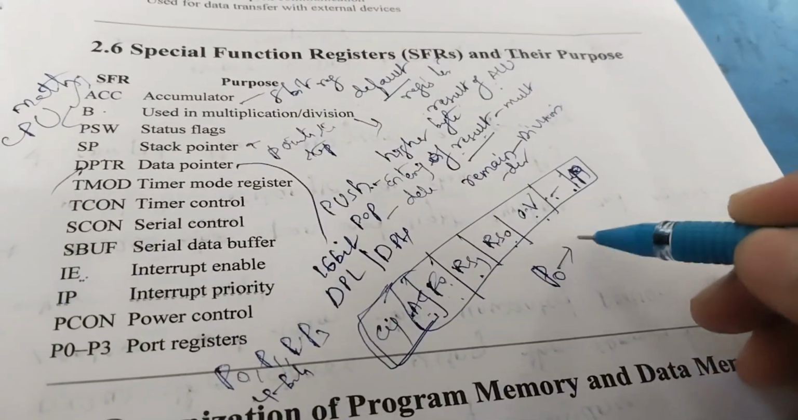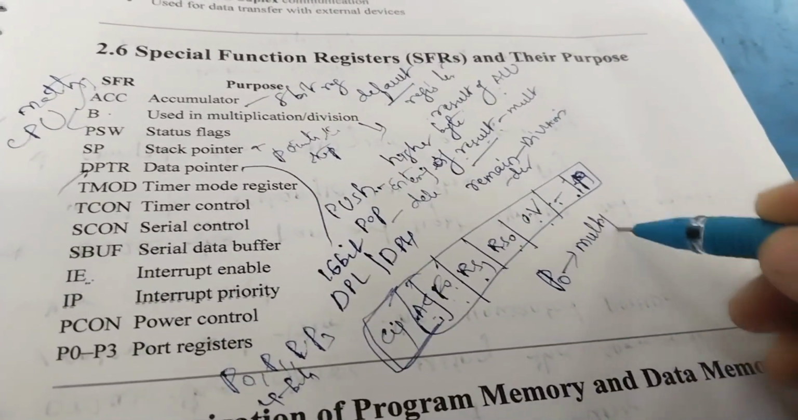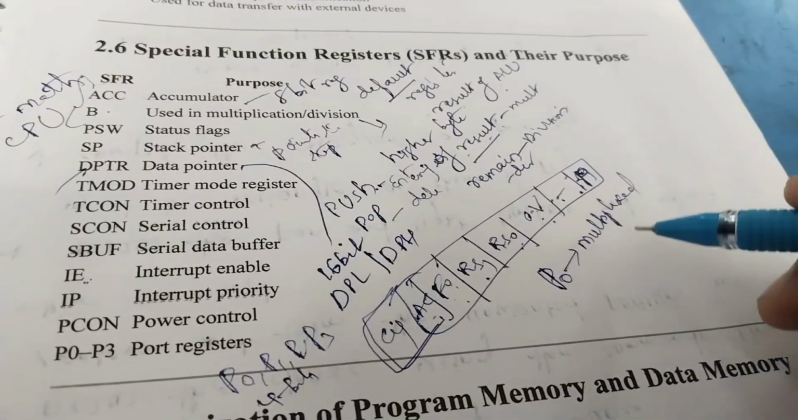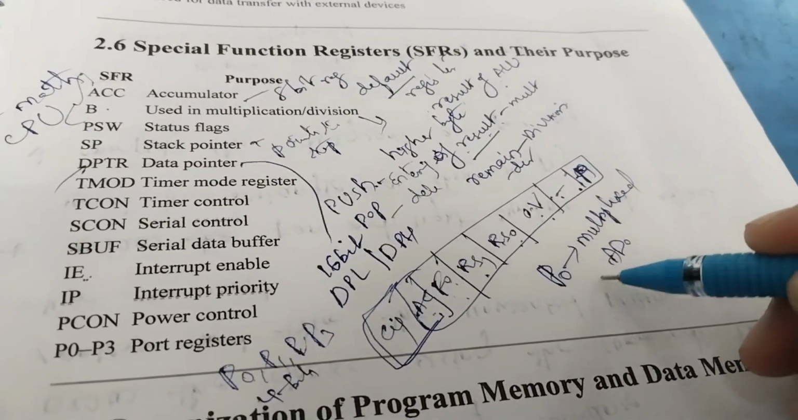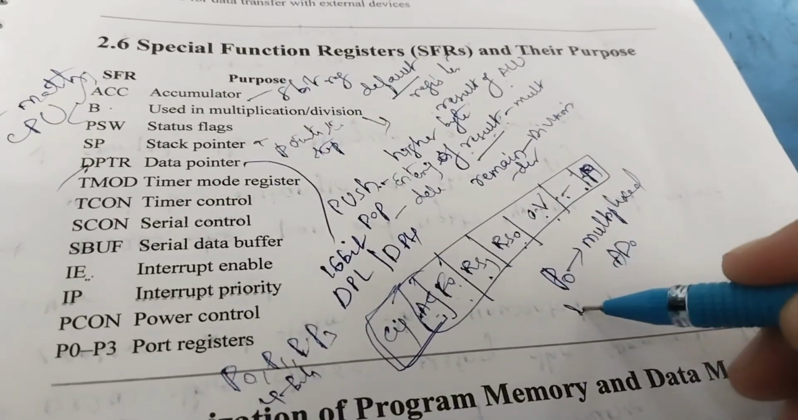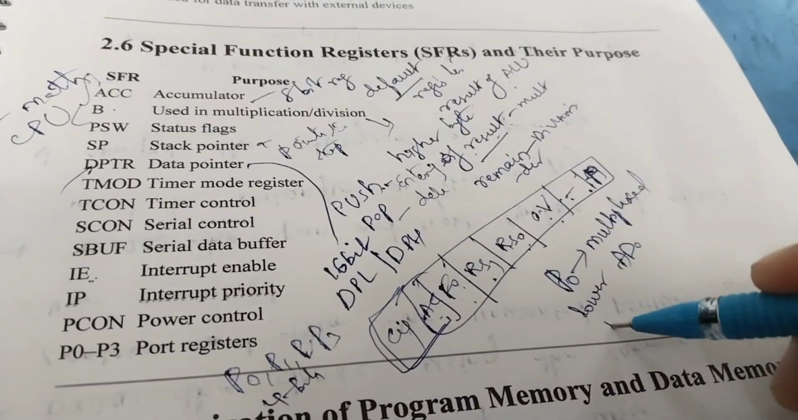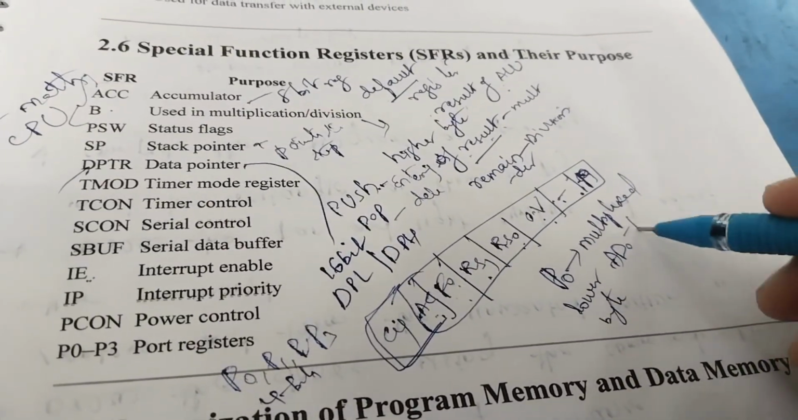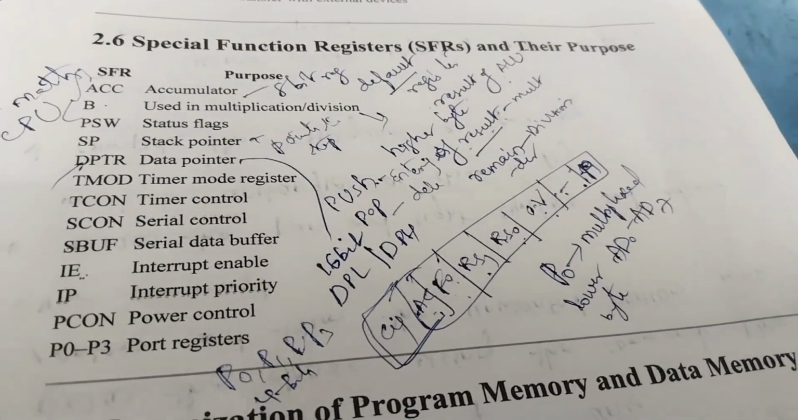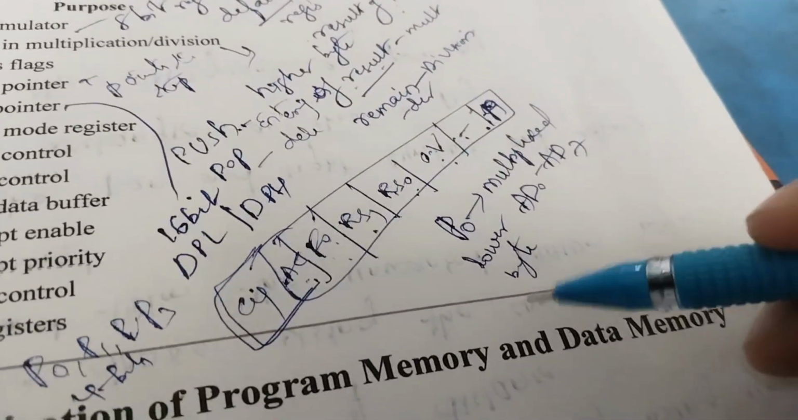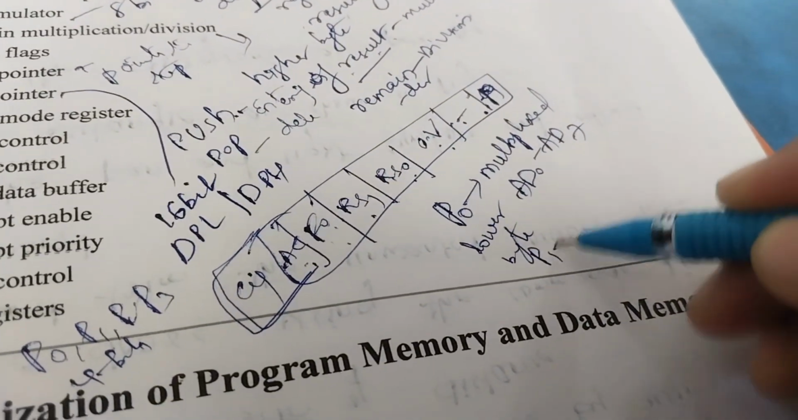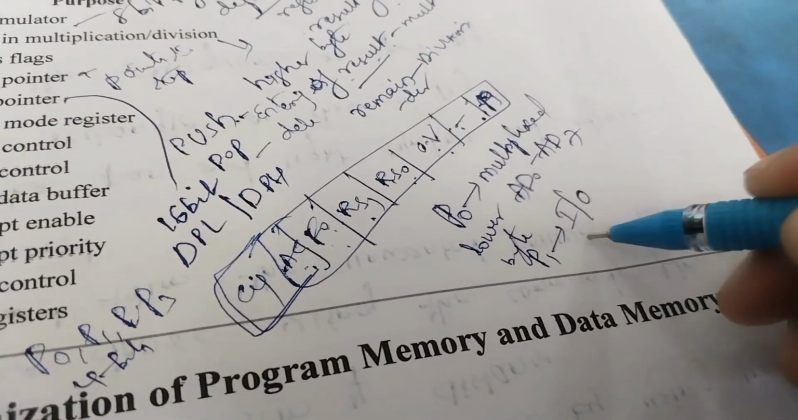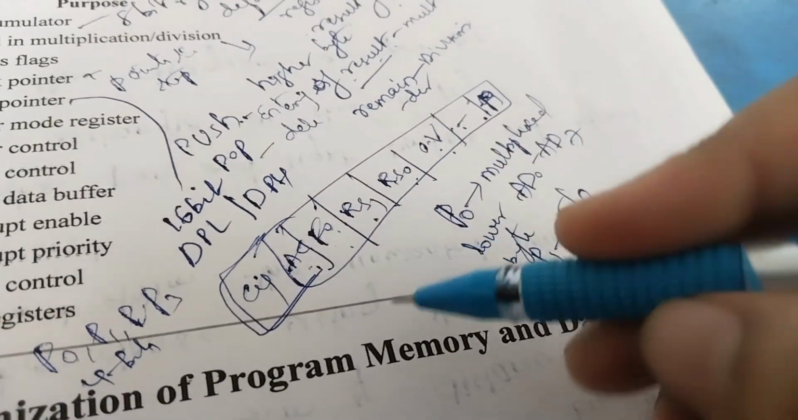Port 0 is used for multiplexed address and data, that is the lower byte, pins AD0 to AD7. Multiplexed means combined. And P1 is used for I/O operations, input output operations.